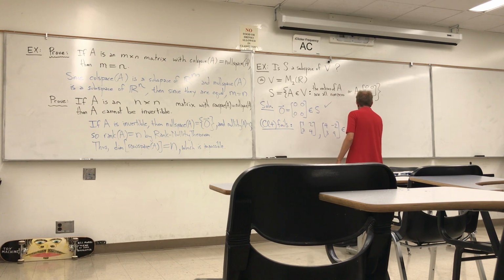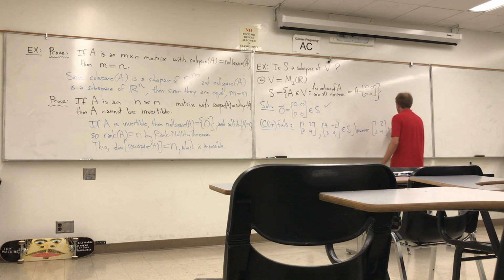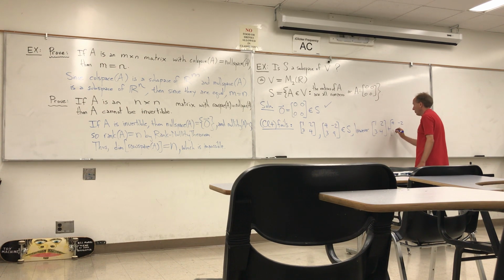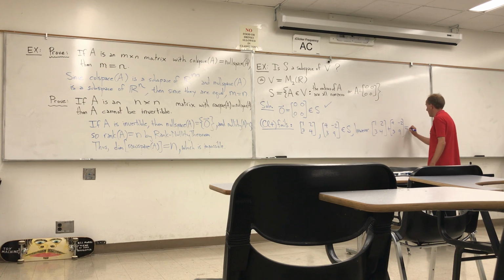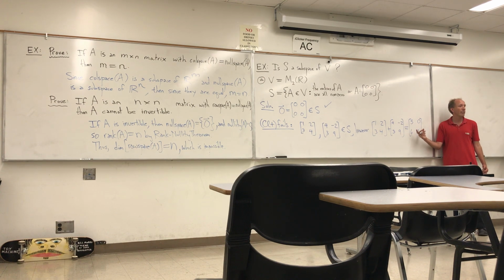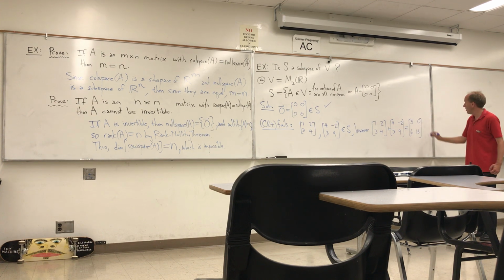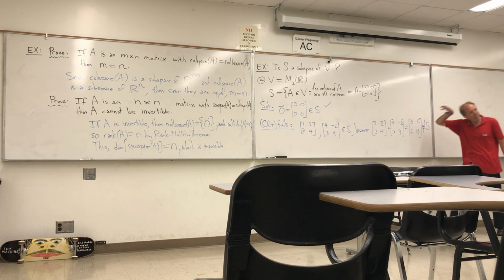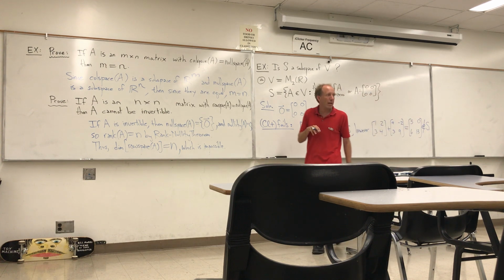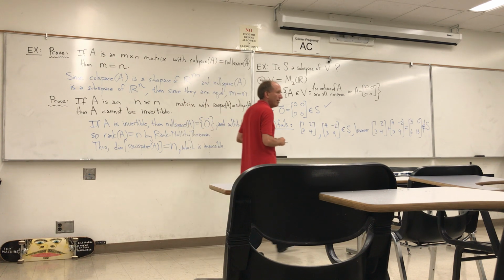However, when I add them together, 1, 2, 3, 4, plus 4, negative 2, 3, 9, what do I get? I get 5, 0, 6, 13, right? Is this in S? Are all of the entries non-zero? No, so this is not in S. That's what I want to see, a really specific counterexample. When something fails, a counterexample is the way to convince me.